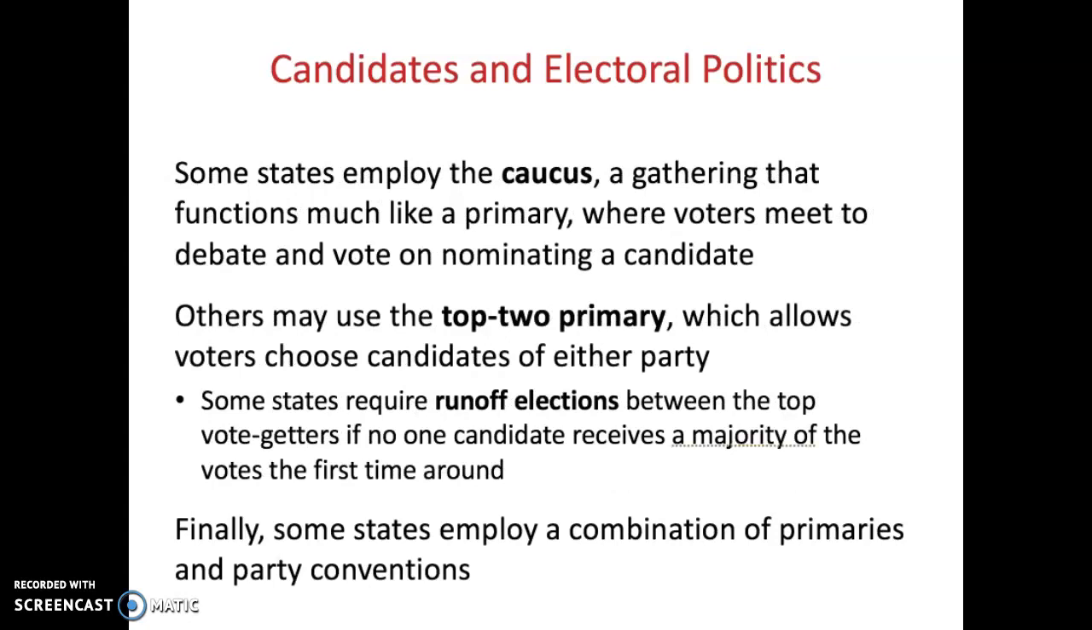At the presidential level, they have what they call a caucus in some states. The most famous caucus is the Iowa caucus. You don't normally see caucuses take place for local elections or state elections or even House or Senate elections for that matter.